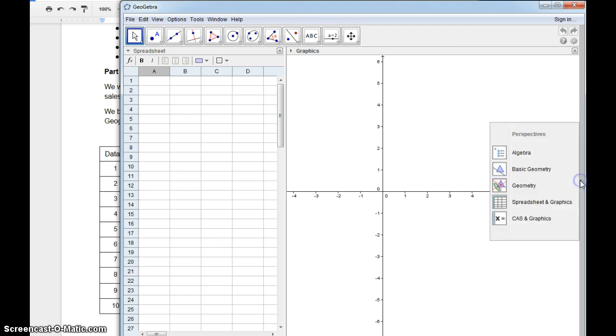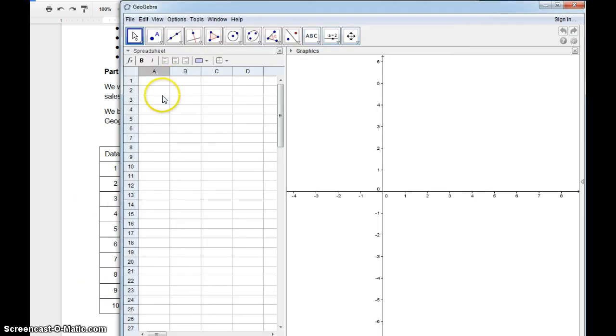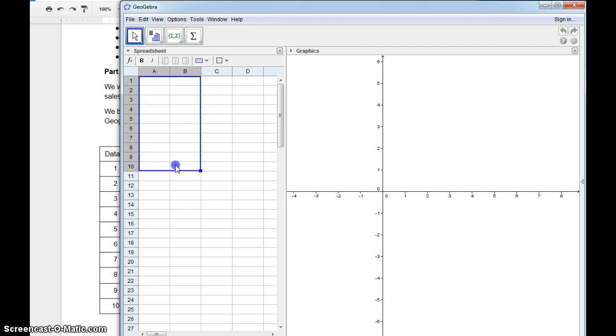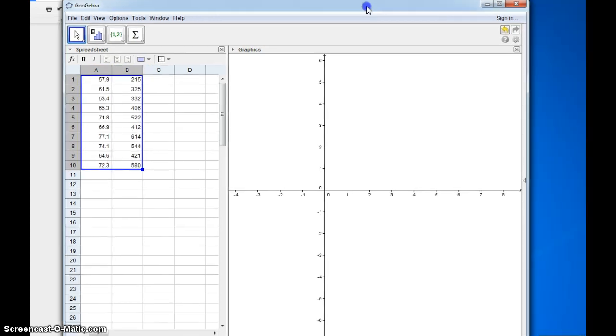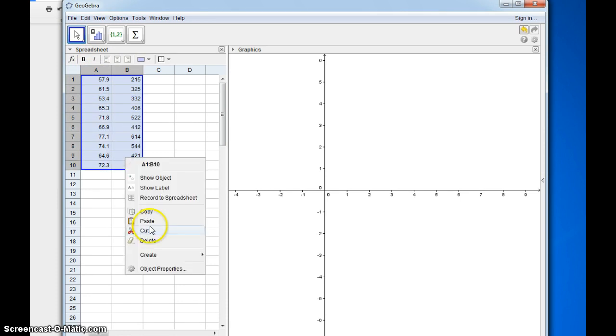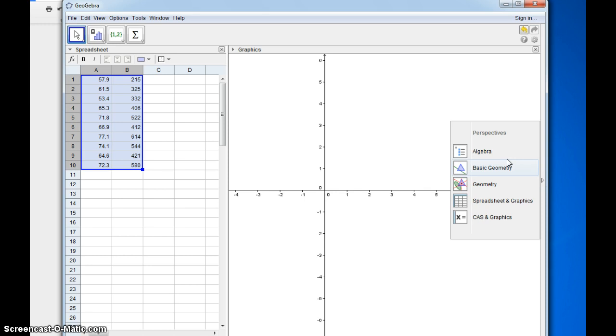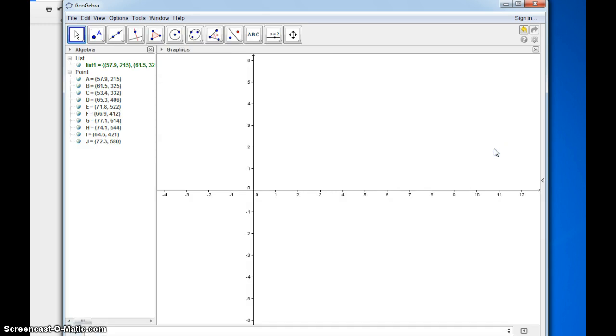So over here is a pop-out window. I just touched it, spreadsheet and graphics. Now we're going to go to our data and highlight it, Control C, then go over here. There are 10 data points, so we're going to go down 10. Control V. Well, here's our data, but it's not on our graph, so let me show you how to do that. You have to highlight it, right-click, create a list of points. Then move back to our algebra and graphics view, here the algebra view.